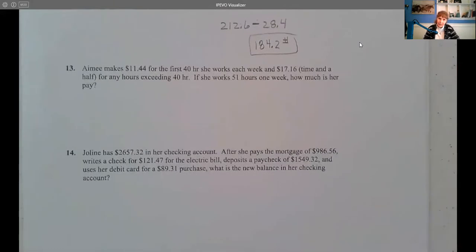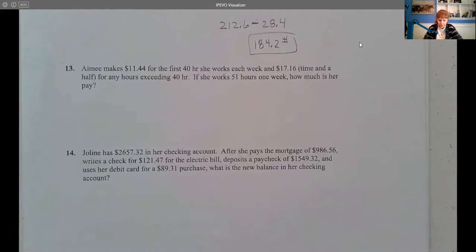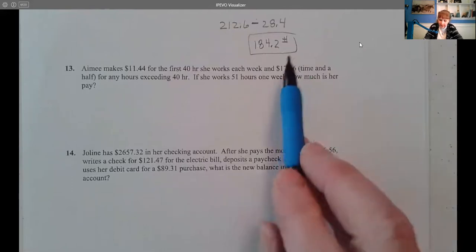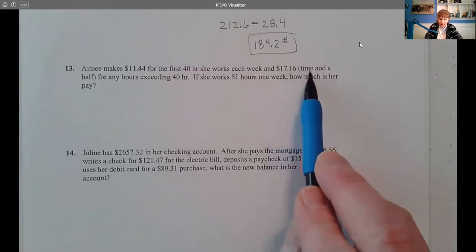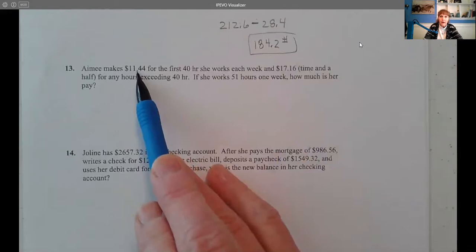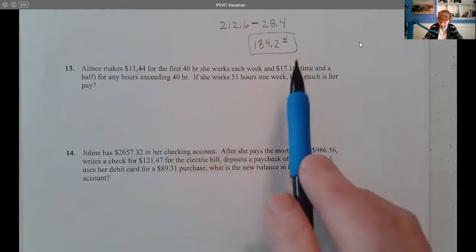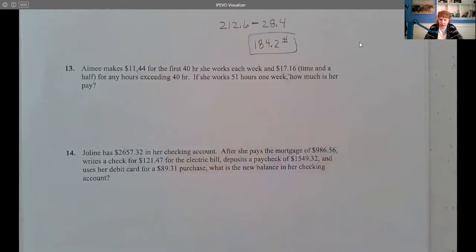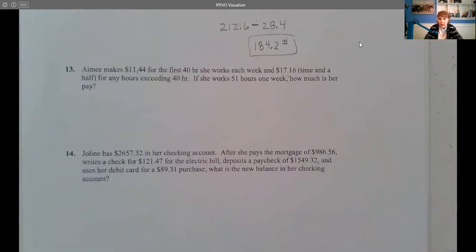Okay, this last one is kind of tough, but we can get it. Amy makes $11.44 for the first 40 hours she works each week. She gets $17.16, which is time and a half. So to find that, you would have taken this times 1.5. That's time and a half. So take your original times 1.5, and you'll get this. For any hours that exceed 40 hours, normally a 40-hour work week is pretty standard. Anything over that, you get time and a half. If she worked 51 hours one week, how much is her pay?